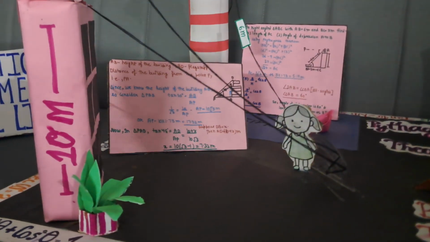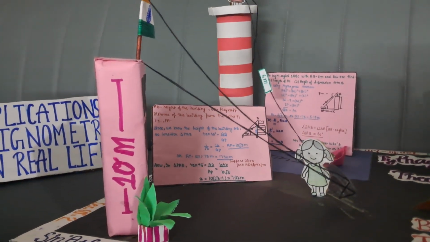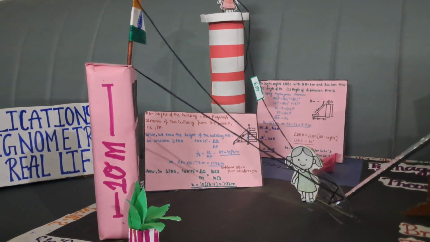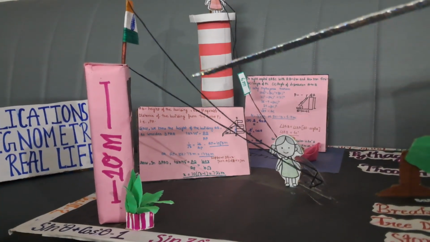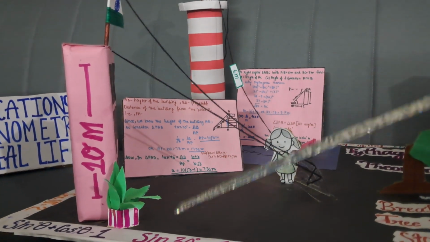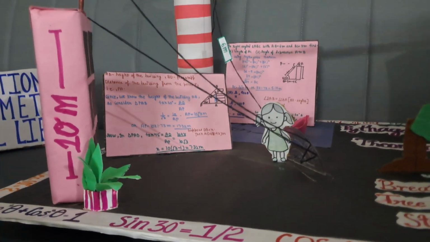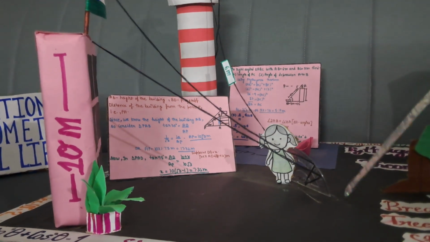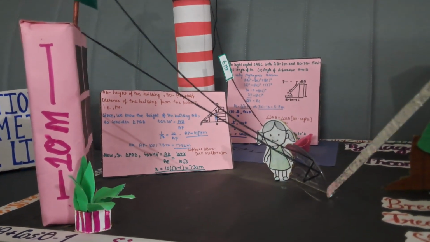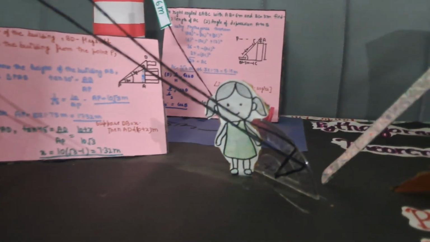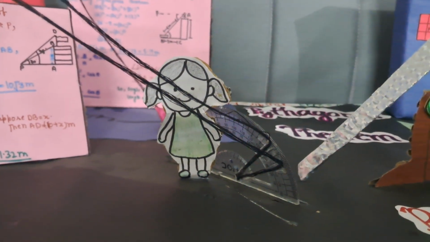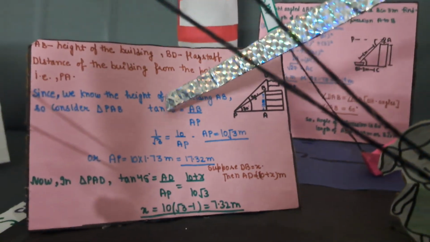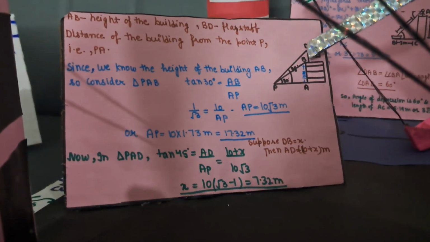Let's have a look at our second application of trigonometry. The girl is standing over here and she is looking at the top of the building. We have to find the distance between the girl and the building. Here, when she looks at the top of the building, the angle of elevation formed is 30 degree. So we have to find the base and we have the perpendicular. So we can use the trigonometric ratio tan theta. Now the value is tan 30, which is 1 by root 3.